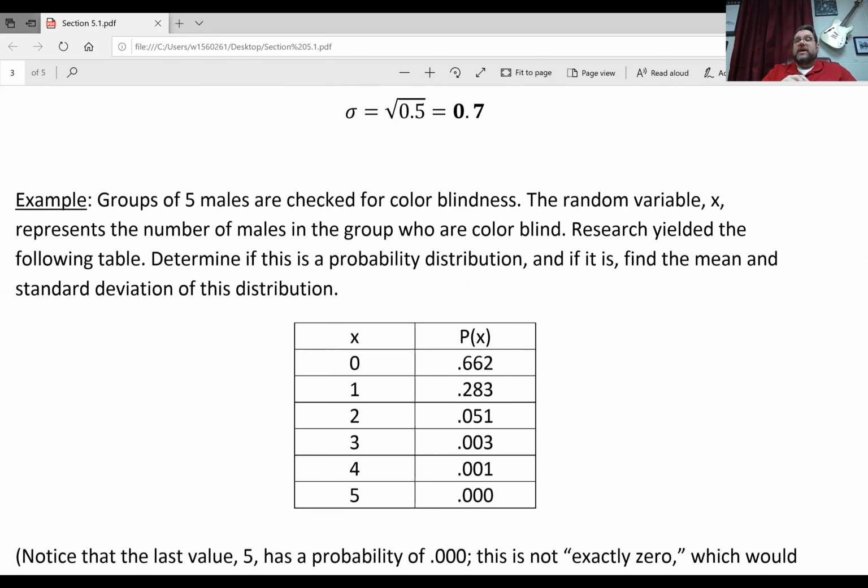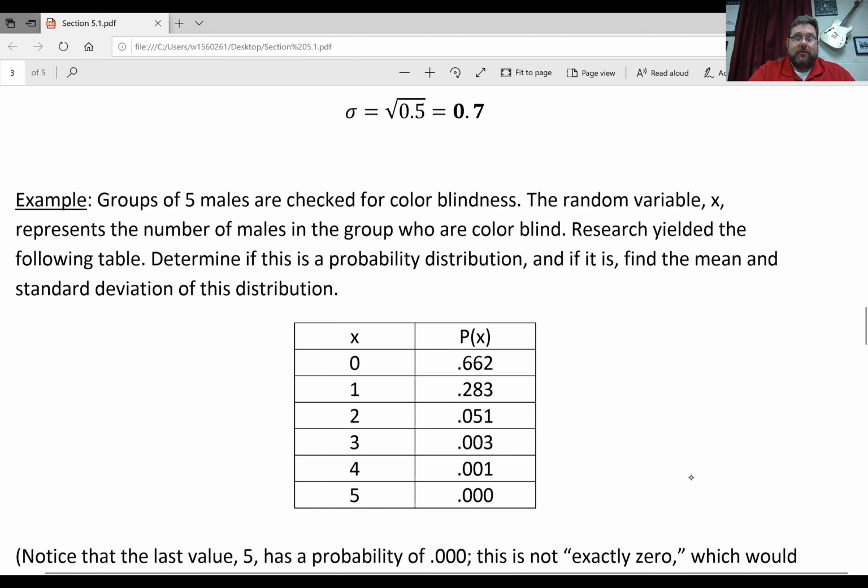Here we go. Groups of 5 males are checked for color blindness. Now, here's what this means. They went out and got a group of 5 men and checked them to see if they were colorblind. Then they got another group of 5 men and checked them, and then another group of 5 men and checked them. Our random variable X is the number of people in that group that were colorblind. So X equals 0, there could be 0 people, could be 1, 2, 3, 4, or 5. It couldn't be more than 5 because there's only 5 people in the group.